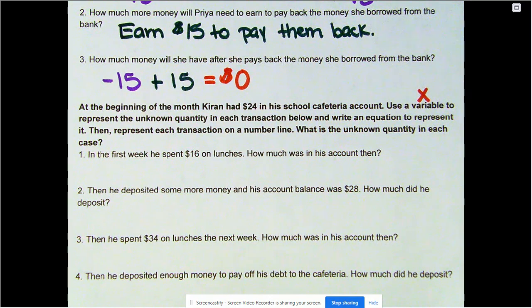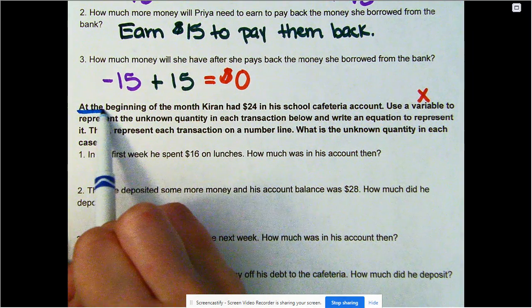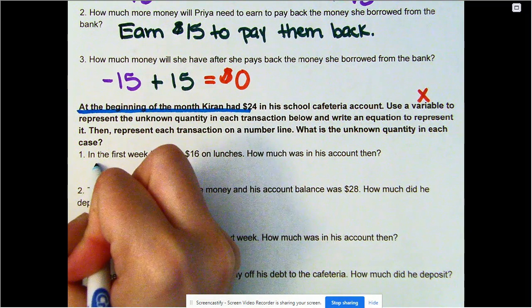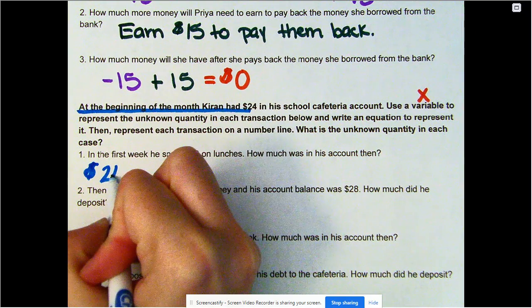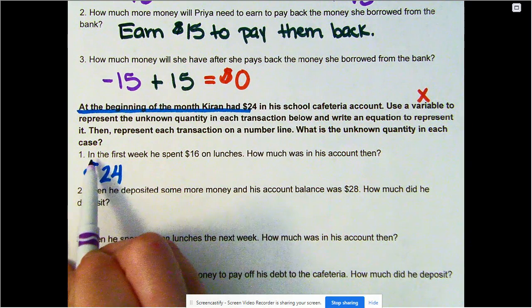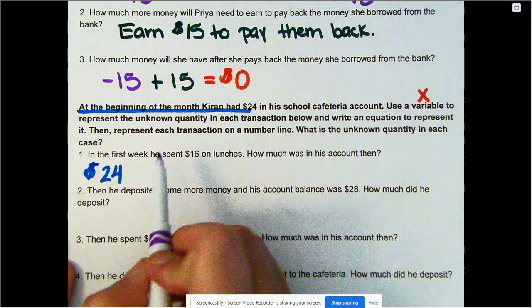As I read this problem, I noticed that she started out with $24. That is a key piece of information. So before we read number one, I know that she has $24 sitting in her school cafeteria account that she can spend. In the first week, she spent 16 on lunches. So she has $24. A key word here is spent. Let's use purple.